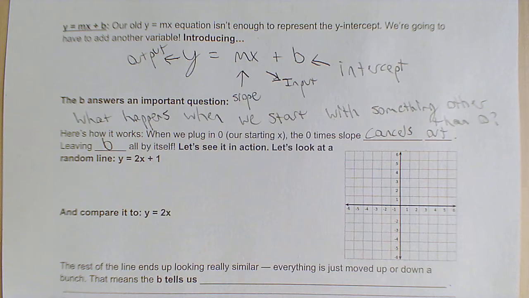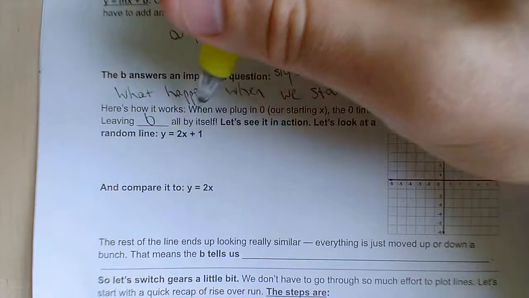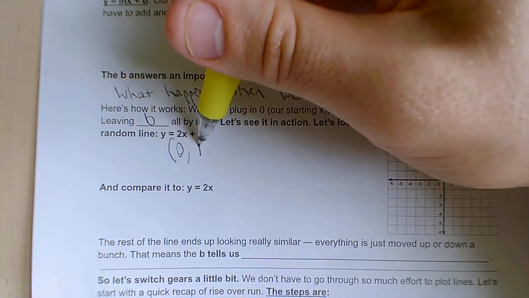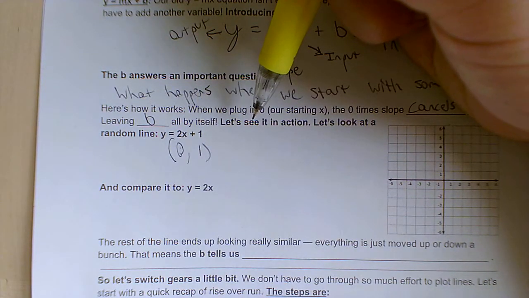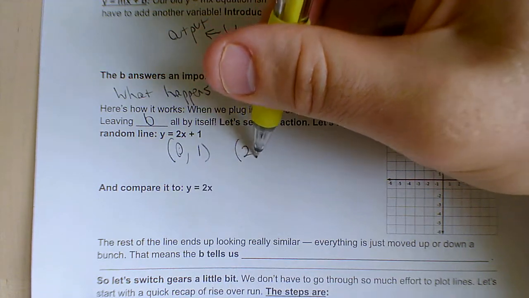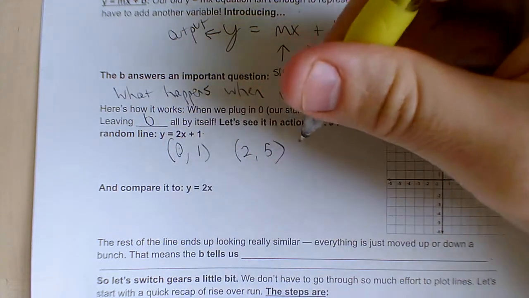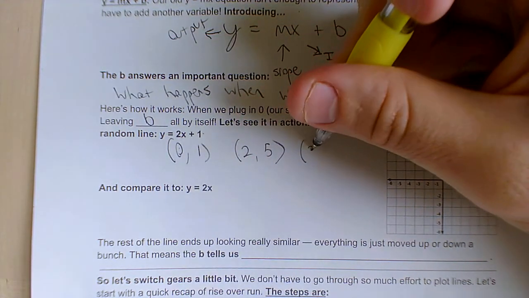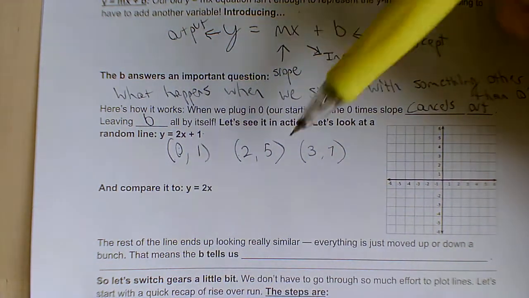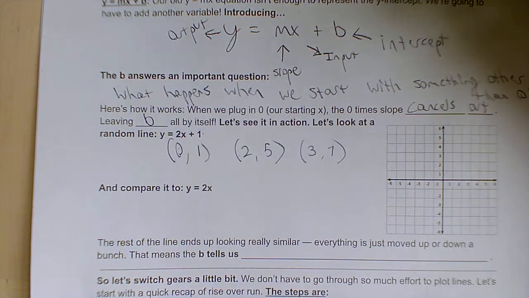Now let's see it in action. Let's look at a random line. Let's say y equals 2x plus 1. So when we plug in 0, we end up doing 0 times 2. That cancels out. And we end up having a 1 left over. When we plug in 2, we end up doing 2 times 2 is 4. 4 plus 1 is 5. When we end up plugging in, let's say 3, we do 3 times 2 is 6. 6 plus 1 is 7. So we're still doing the input and output like before. We're multiplying by 2, but then we're also adding 1 at the end.